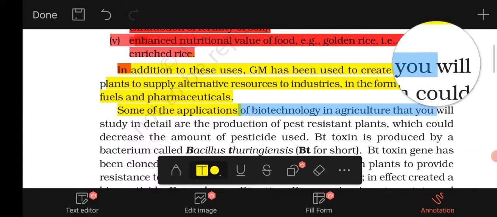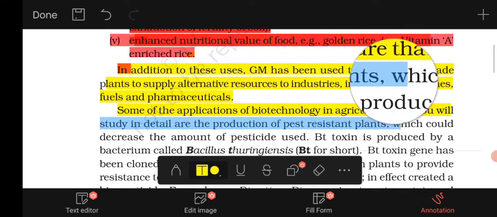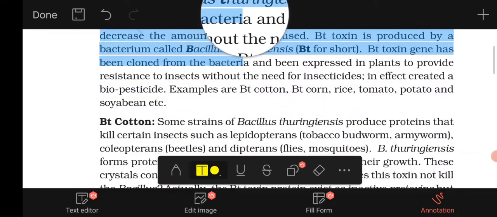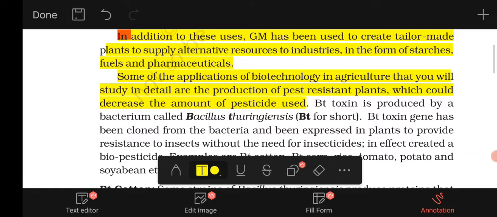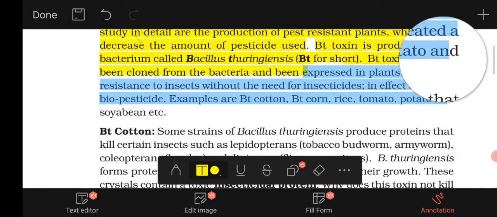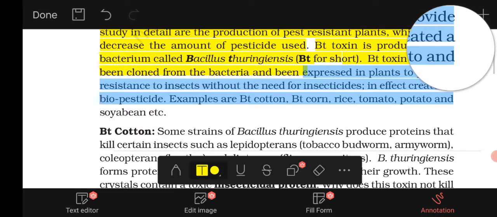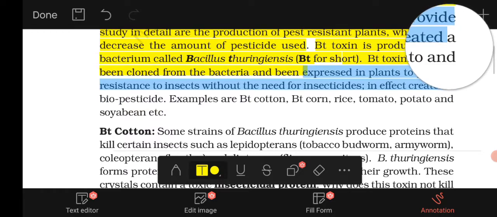Some applications of biotechnology in agriculture that we will study in detail are production of pest resistant plants, which could decrease the amount of pesticide used. We have already seen that genetic modification has made plants less dependent on chemical pesticides. Bt toxin is produced by a bacterium called Bacillus thuringiensis, Bt for short, and the Bt toxin gene has been cloned from the bacteria and expressed in plants to provide resistance to insects without the need of insecticides.